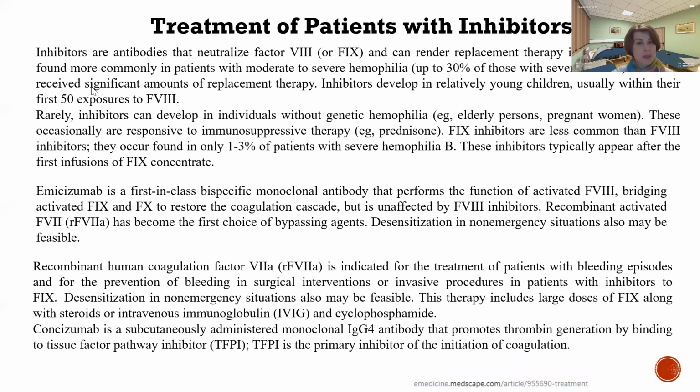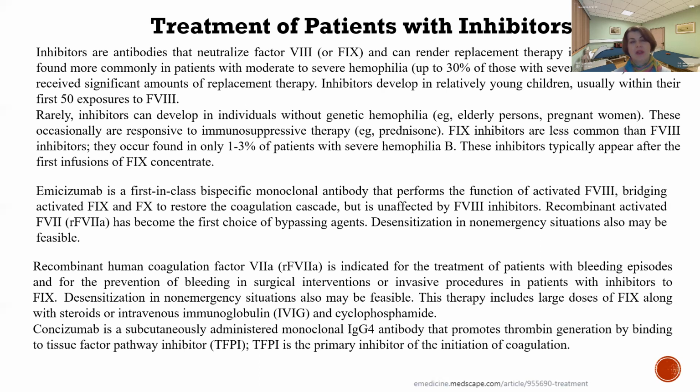Another problem in patients with hemophilia is inhibitors. They are antibodies that neutralize factor VIII and can render replacement therapy ineffective. They are found more commonly in patients with moderate to severe hemophilia who have received significant amounts of replacement therapy. The inhibitors develop in relatively young children, usually within their first 50 exposures to factor VIII replacement therapy.